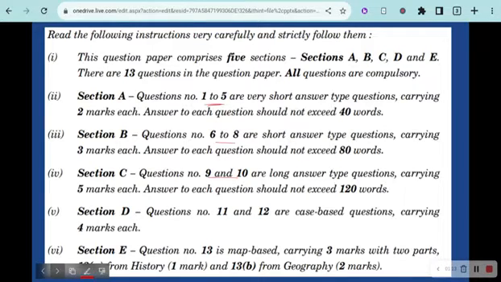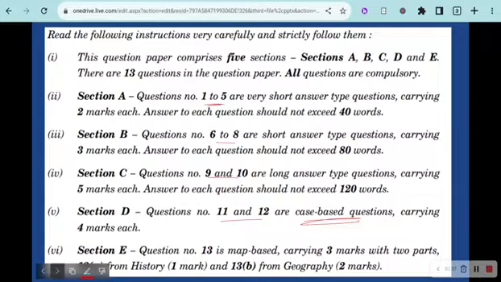Section D, questions 11 and 12, are case study based questions. They will give you a case study, and based on that you will get 4 marks for one case study. Then section E, the last one, is map based questions, where you will have a map and you have to mark the things. All right, so let us start.